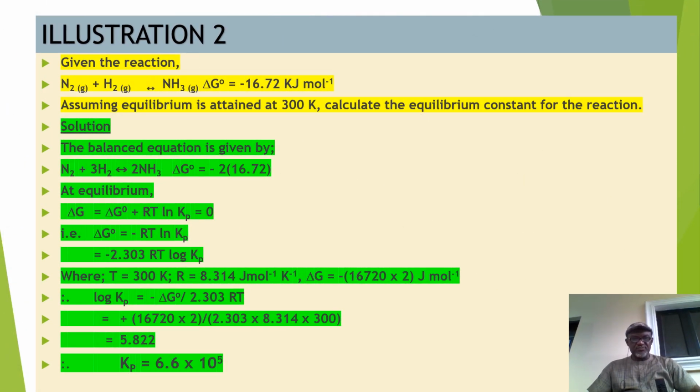Also, illustration 2, we're using that very, very important equation: delta G naught is equal to minus RT ln K, or minus 2.303 RT log K, to give us the same thing. In this one, we're given delta G, so we're told to find the equilibrium constant. Whichever way, you can be given delta G, or you can be given the equilibrium constant, and you're told to find the standard change in Gibbs free energy of the reaction.